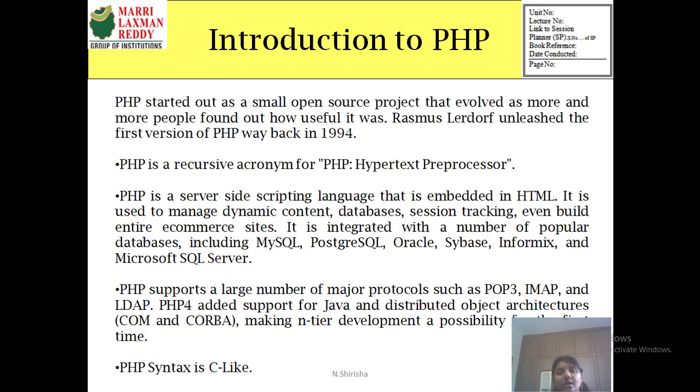We have the hypertext transfer protocol for transferring from one page to the other, from client to server or from server to client. In that way you can use protocols like POP3, IMAP, lightweight directory access protocol. And it has support for Java and distributed object architectures. And mostly PHP works like the C language.